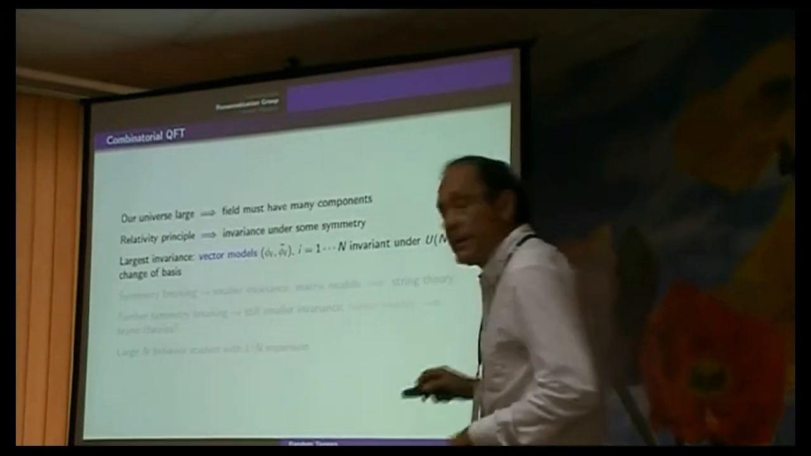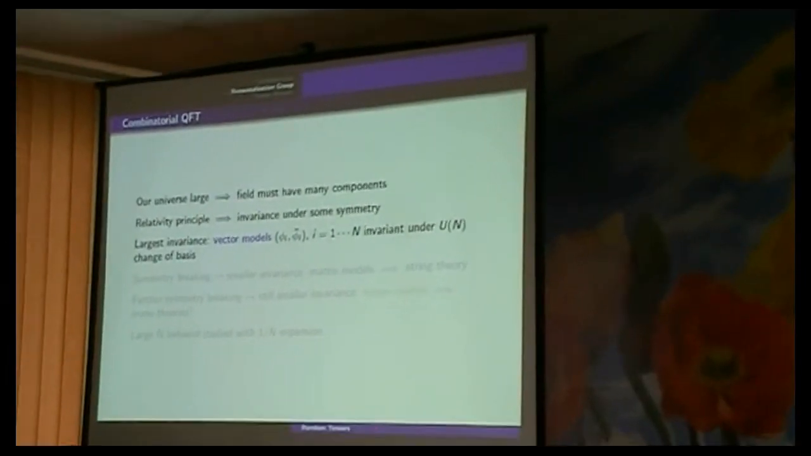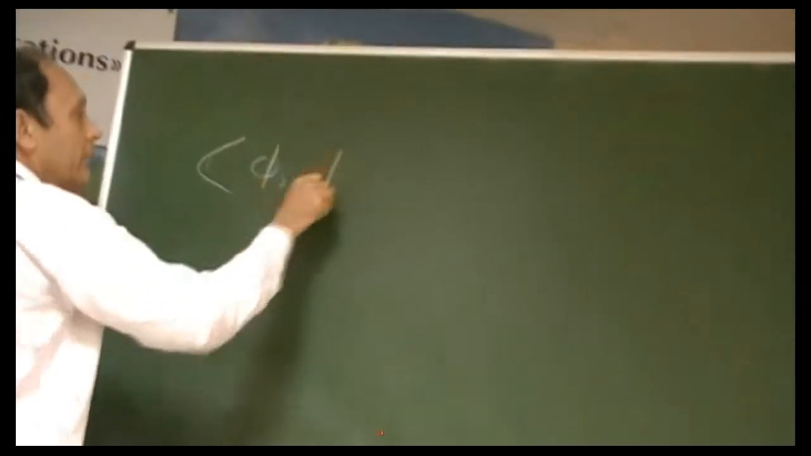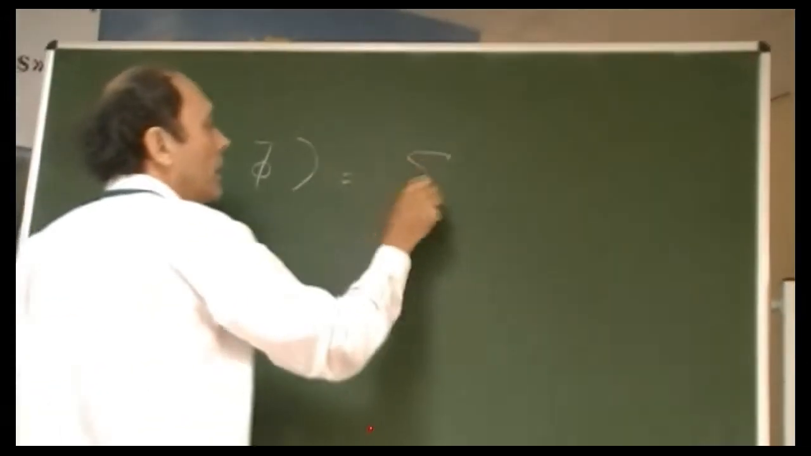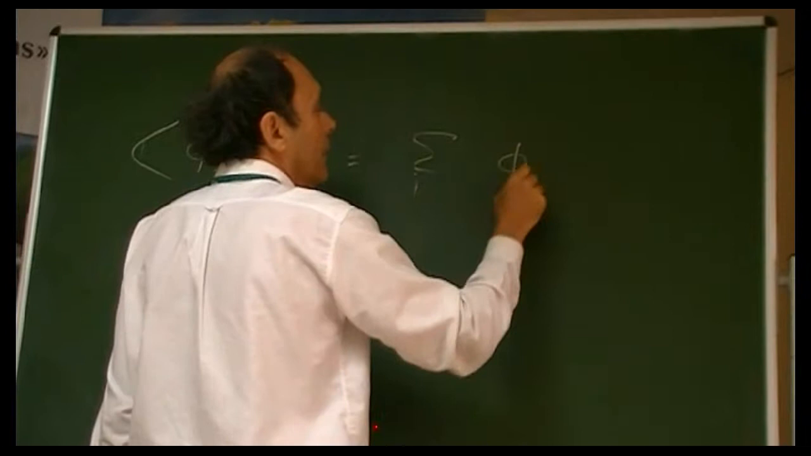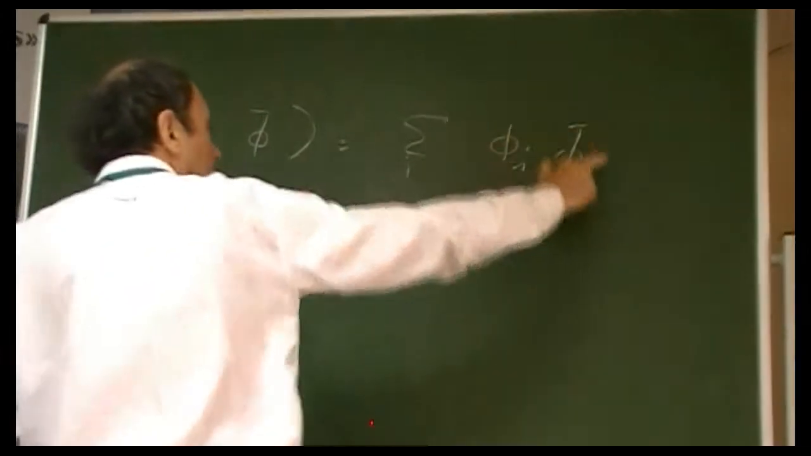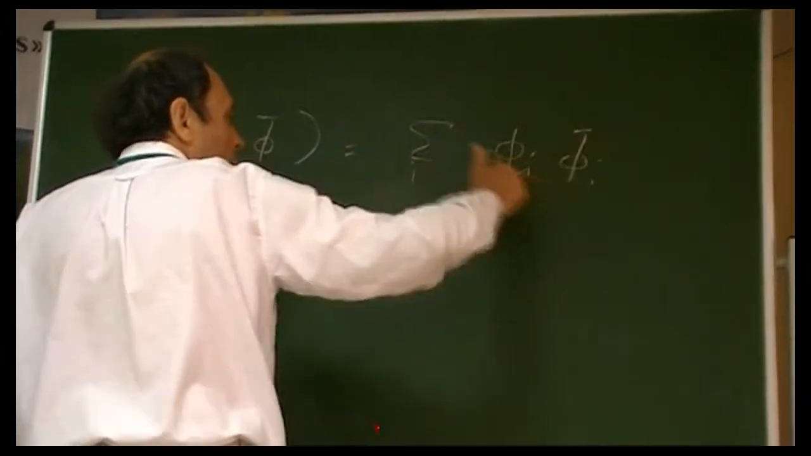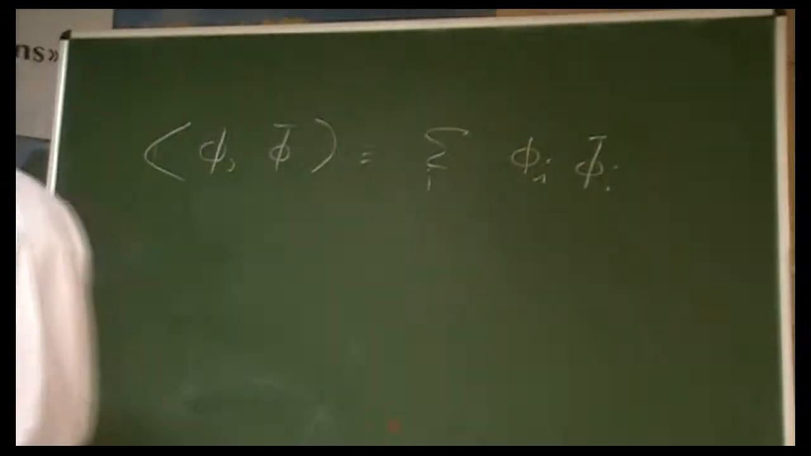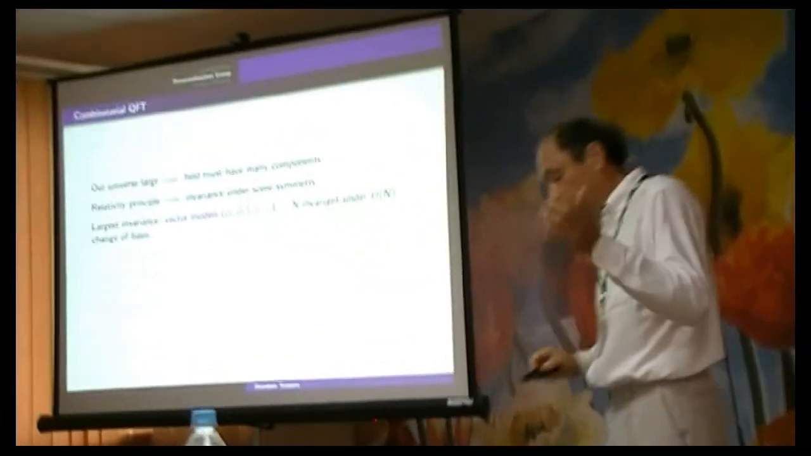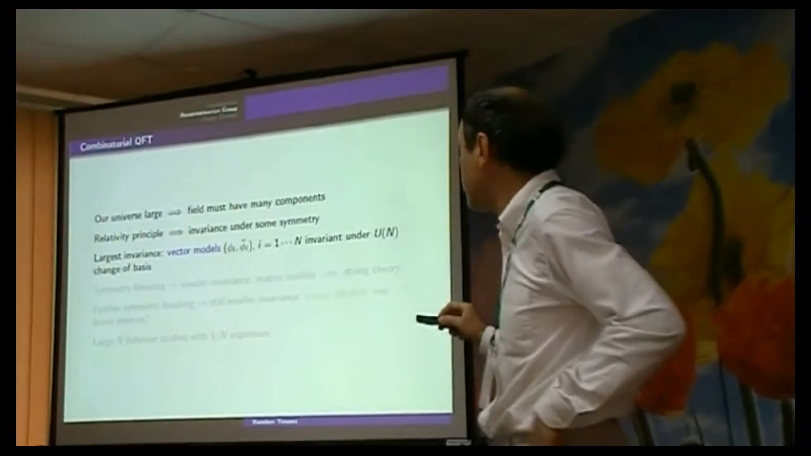There is a simple theorem that tells you that functions which are invariant under this rotation, this change of basis, are functions of the scalar product. The scalar product of phi and phi bar is just the sum over i of phi_i phi bar_i. And there is a theorem which tells you this is the only so-called connected invariant of vectors. And the actions which have these invariance principles are functions of the scalar product.